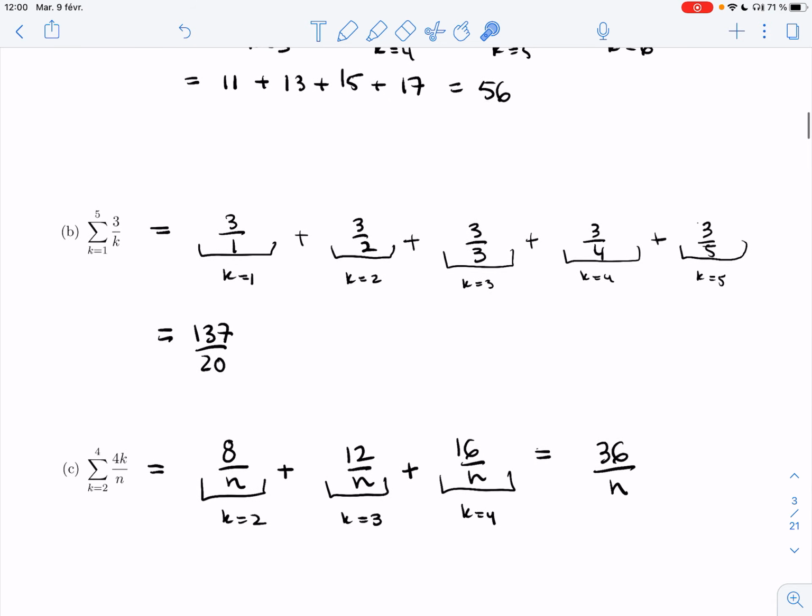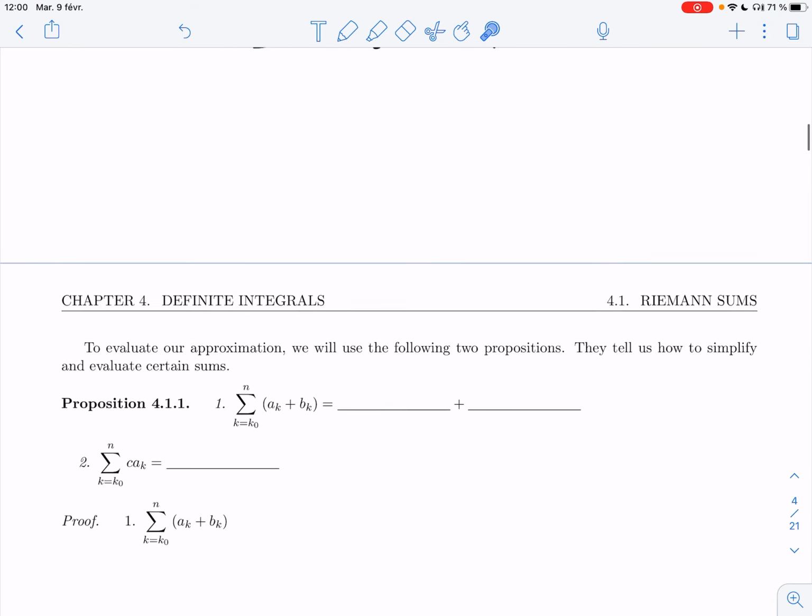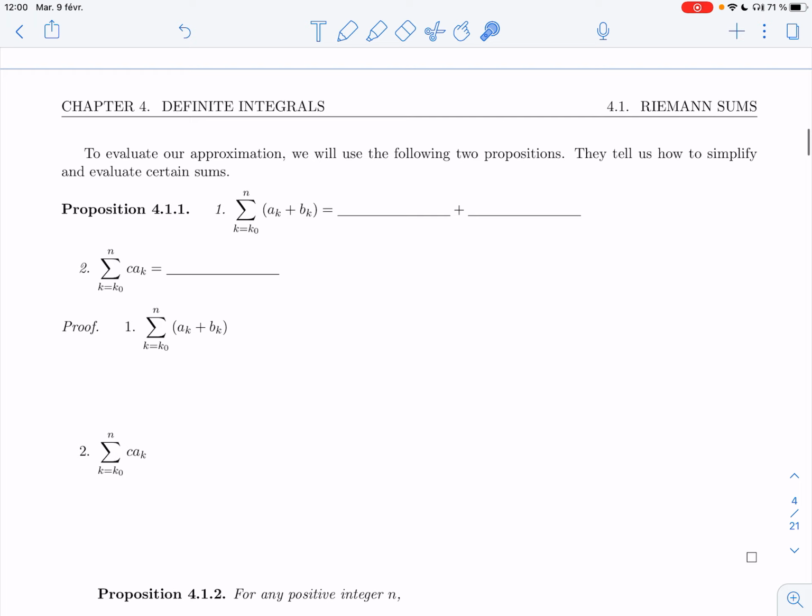All right, so let's play with these a bit. We'll need to be comfortable with them enough. And so let's do a few extra properties just to see. To evaluate our approximation of area, we will use the following two propositions. They would tell us how to simplify and evaluate certain sums so that we can actually evaluate big sums of area of rectangles.